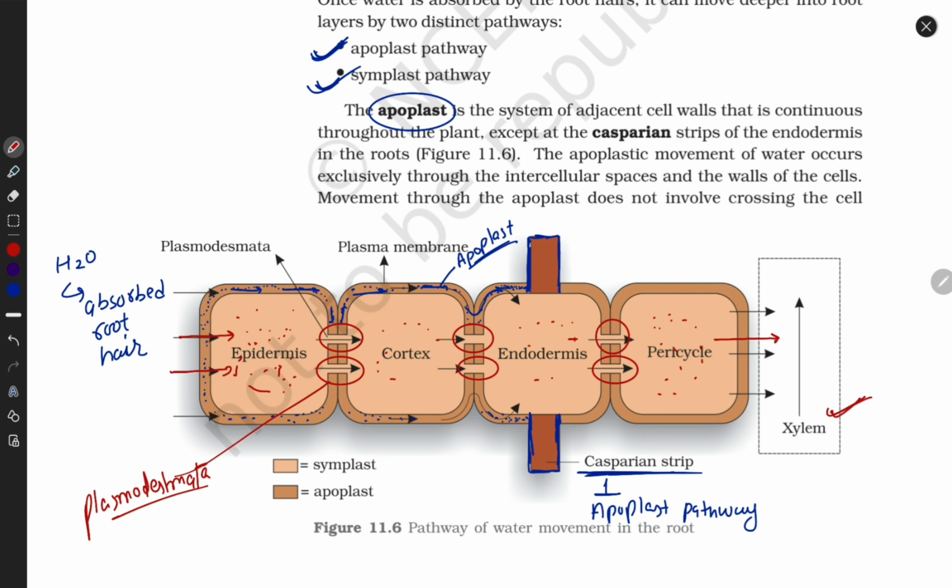Understand? Now you better understand. The apoplast is the system of adjacent cell walls that is continuous throughout the plant. Look at here, the cell walls of adjacent cells, except the Casparian strip of the endodermis. Here this pathway is blocked in roots. Guys, this is the pathway in roots.